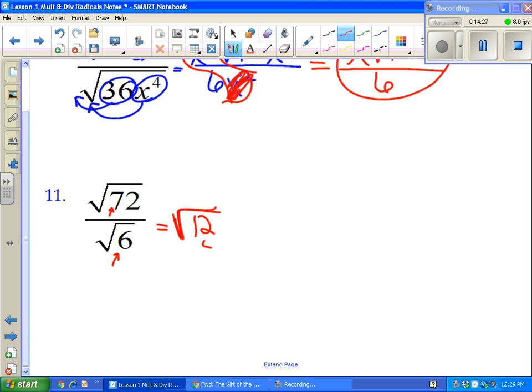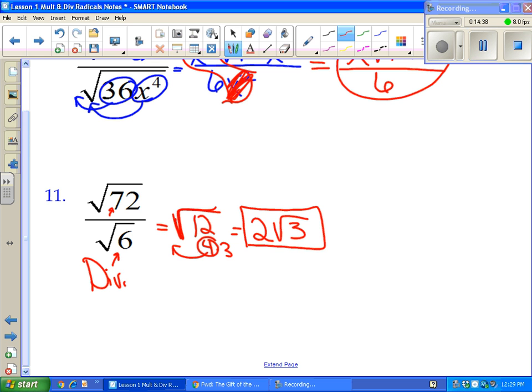I can break that down into 4 times 3. 4 comes out as a 2. 3 stays on the inside. Final answer, 2 square root of 3. So I divided and I just kept it inside. All right. Inside times inside, or inside divided by inside, keep it inside. Not the greatest way, probably not a textbook way of saying it, but that's exactly how it works.